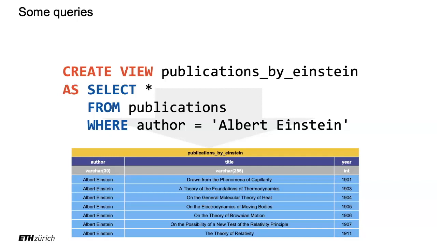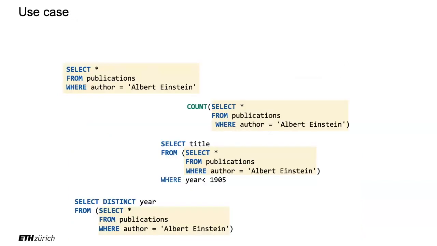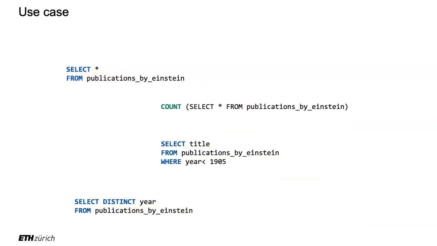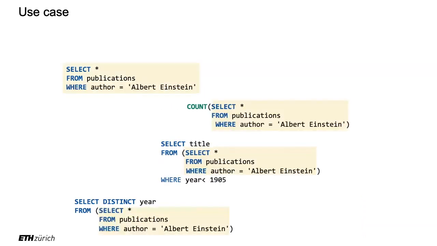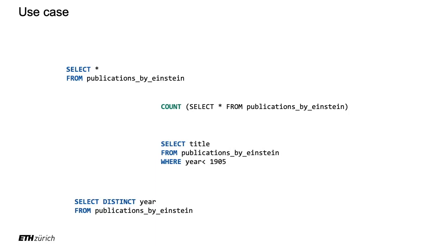You can say create view publications by Einstein, just like create table, but here it's create view as, and then your select star from where query, right? And then what you can do is then use it whenever you need it. You can just use as if it were a table, like this, right? So you can take the shortcuts. For whom is that clear? Right? That's called a view.